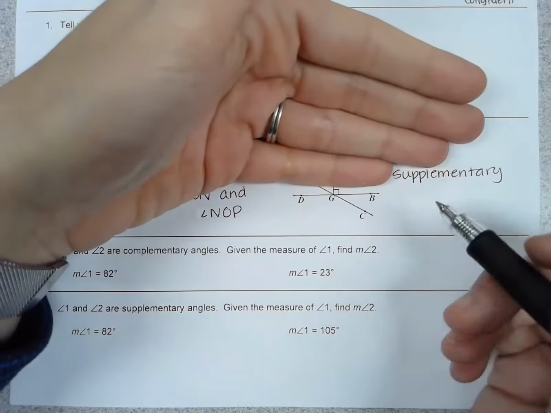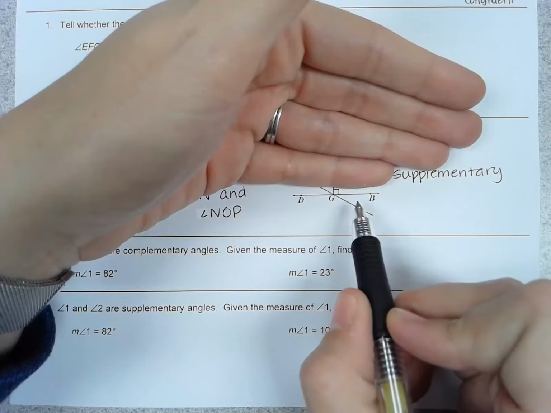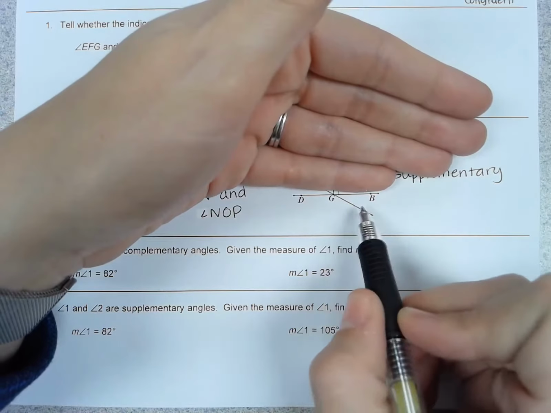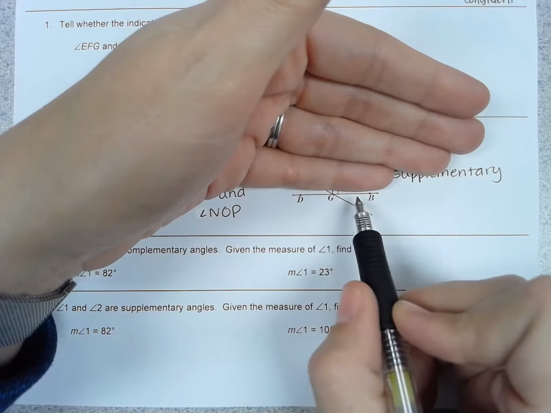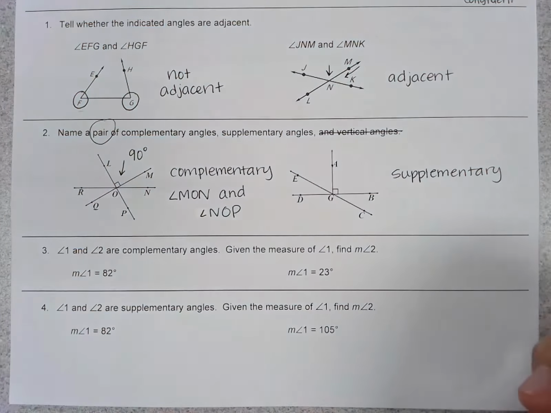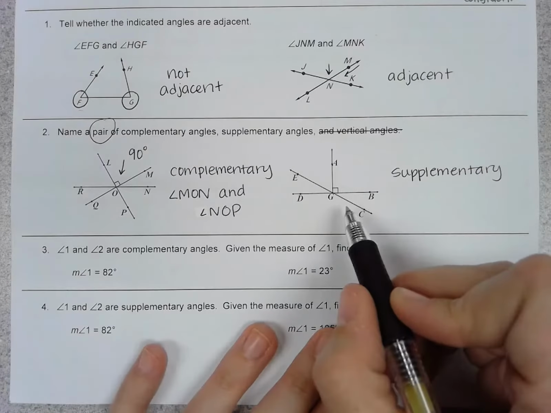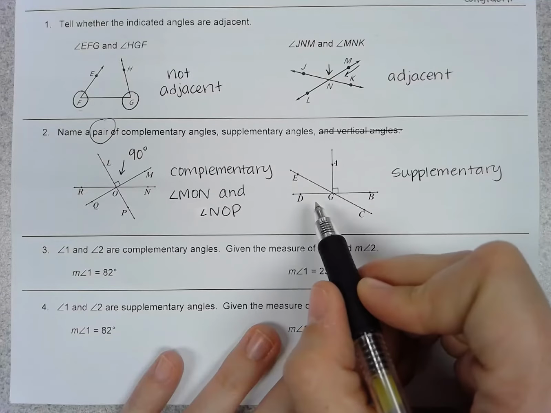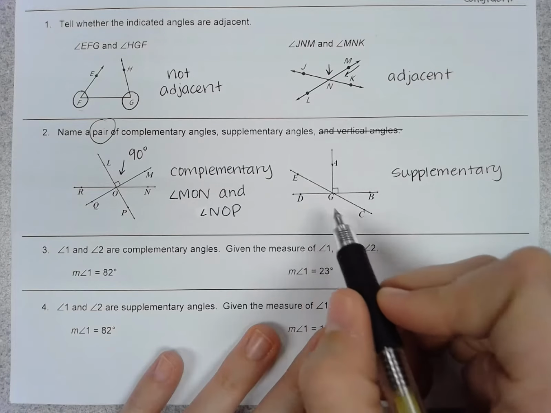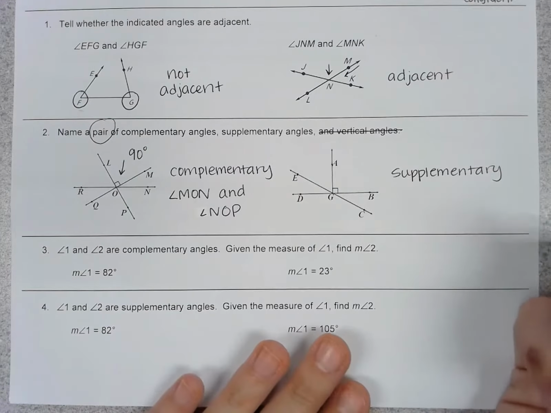But I could also cover up this part of the picture, and then this angle right here and this angle right here would also make a straight line, so they would be a linear pair, and they would add up to 180 degrees. So when you answer this question, it doesn't matter which pair you give, whether you give these two or whether you give these two, but either way they're a straight line.